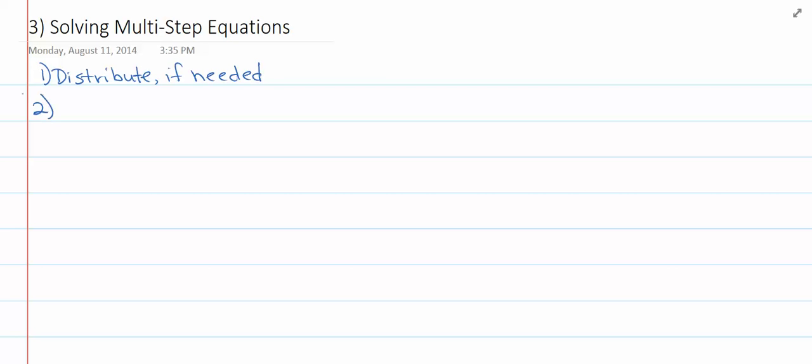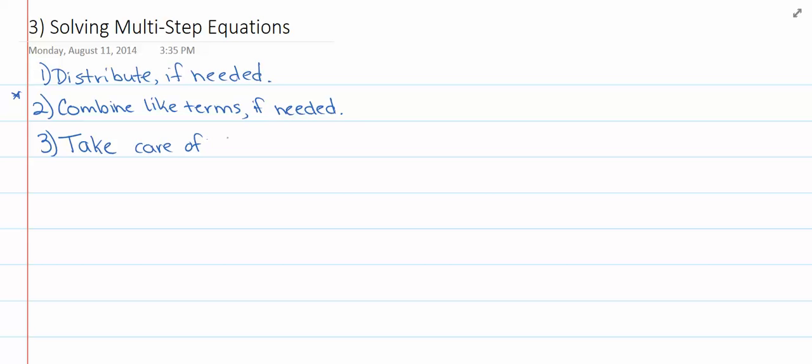Step 2 is going to become much more important when we're solving multi-step equations: you always want to combine like terms if needed, and you will oftentimes have to do this in multi-step equations. The third step, we're working backwards through order of operations. So take care of any addition or subtraction. And then next, take care of any multiplication or division.